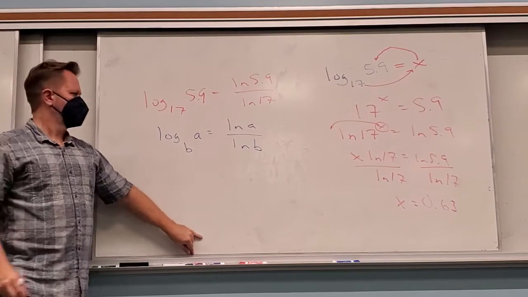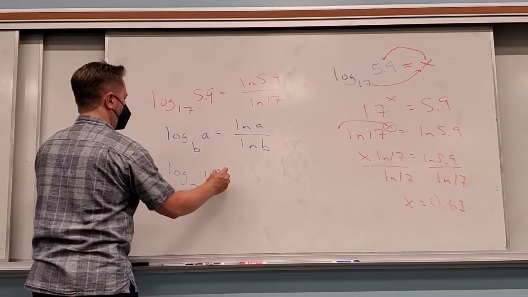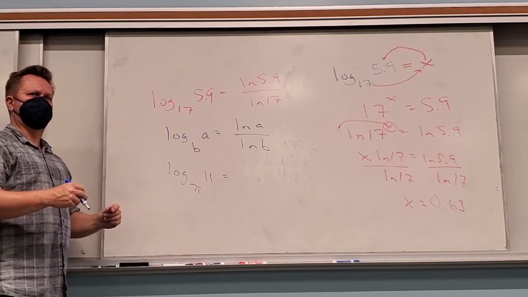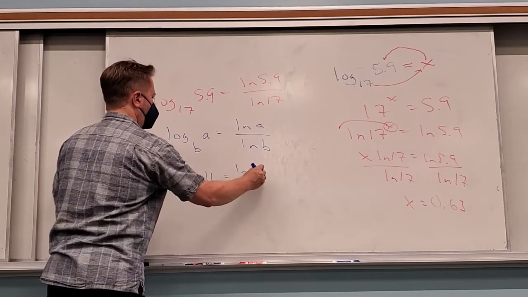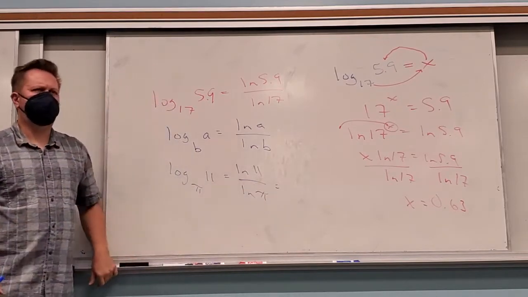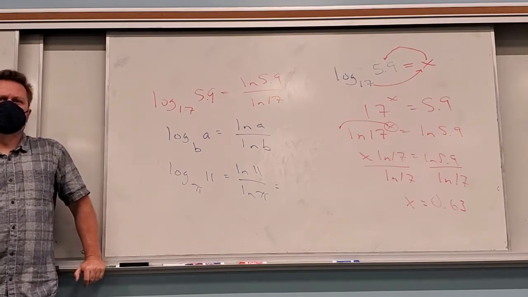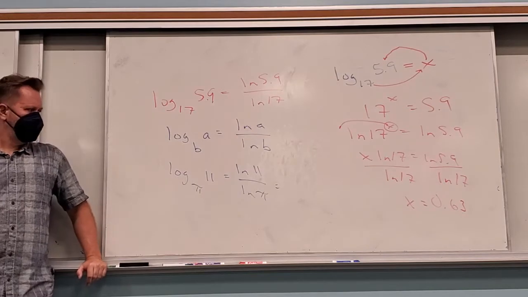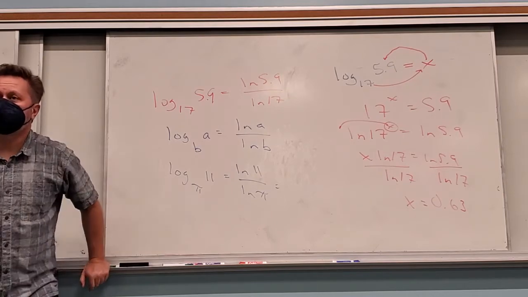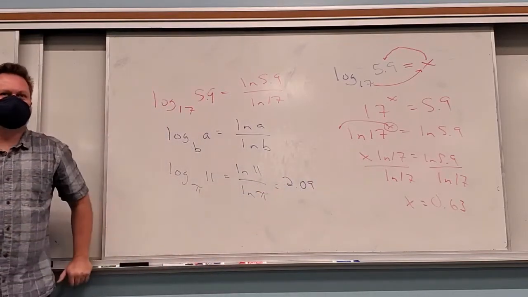So if I had, for example, log base pi of 11, how could I rewrite that? ln of 11 divided by ln of pi. And whatever that is, I'm going to say it's about 2.1. I don't know. Somebody help me out. Maybe it's about 2. I don't know. 2.09? That's pretty good. Look at that. All right.